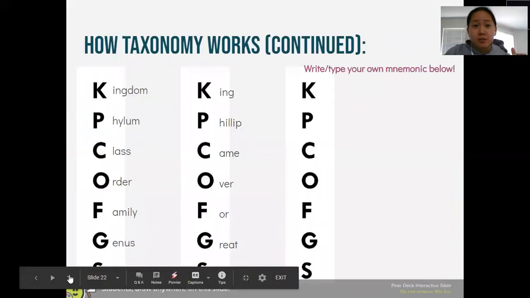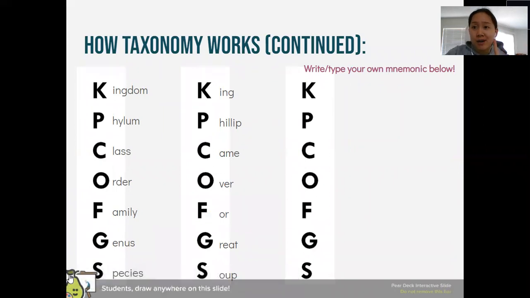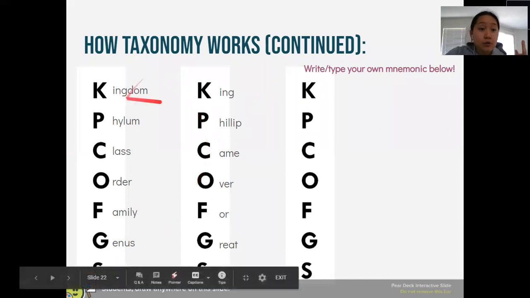How does taxonomy work? Well, the last part we want to know is that you can memorize this order of the naming system using a mnemonic device. So a mnemonic device would be something like a sentence that is represented by all of the letters that start each word of each taxonomy level. Okay. It's not self-explanatory until I give you an example. So we know that the levels of the taxonomy system are kingdom, phylum, class, order, family, genus, and species.